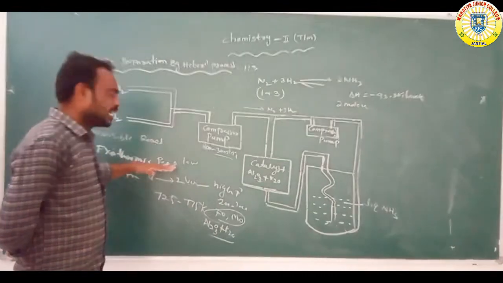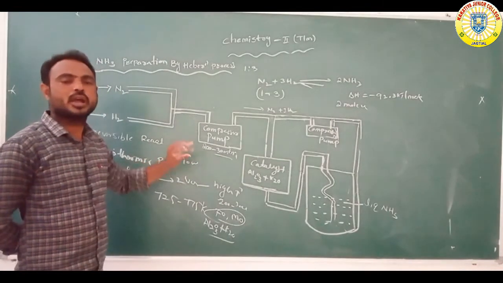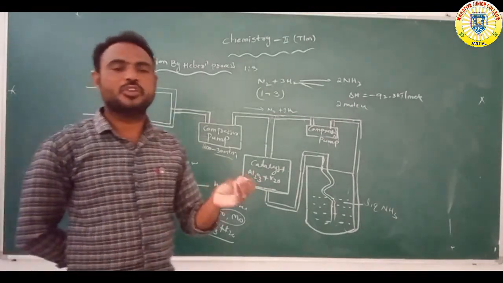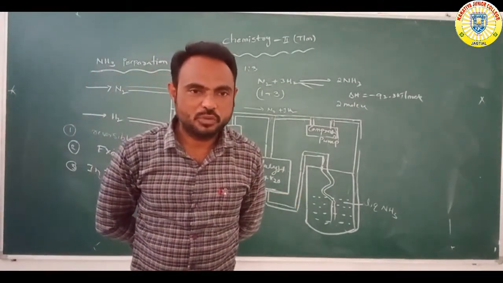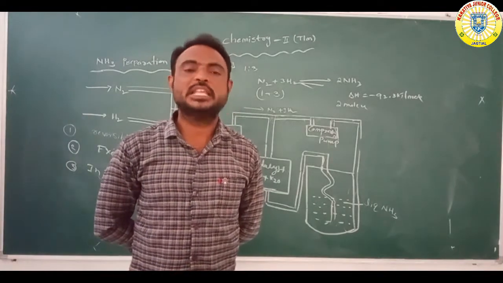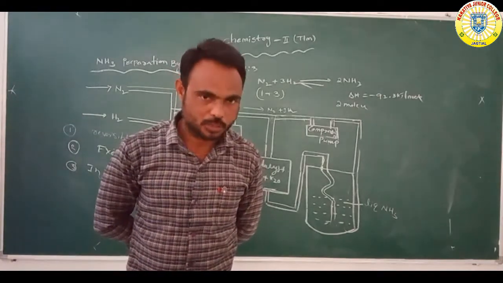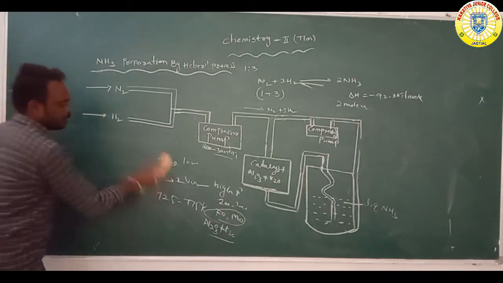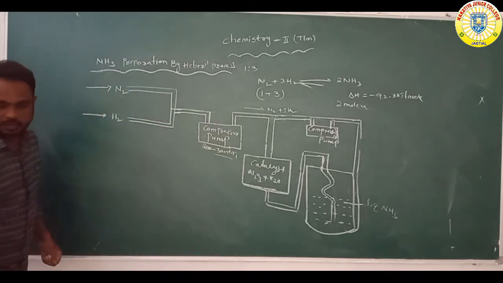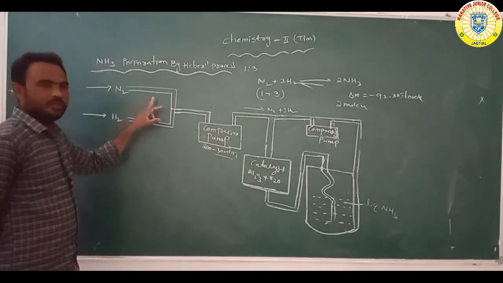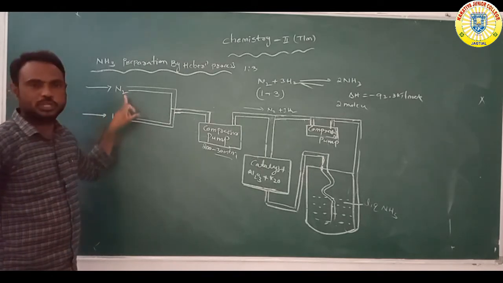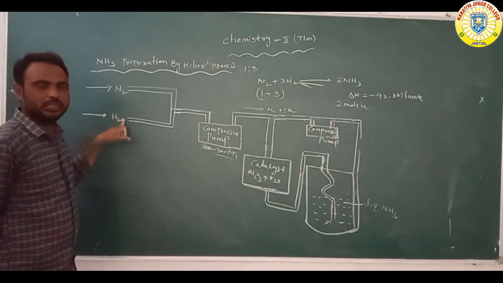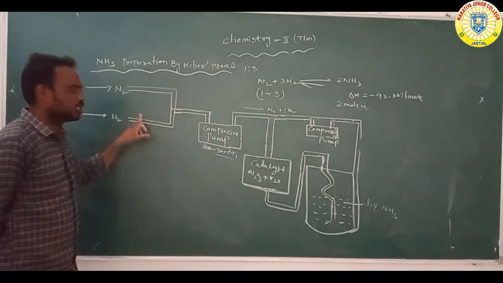This reaction is exothermic, so according to Le Chatelier's principle, we use lower temperatures, 725 to 775 Kelvin. At the same time, we use a catalyst also. So this is the preparation of ammonia. In this process we take nitrogen and hydrogen gases in a 1:3 ratio, and these two gases are passed through these tubes.